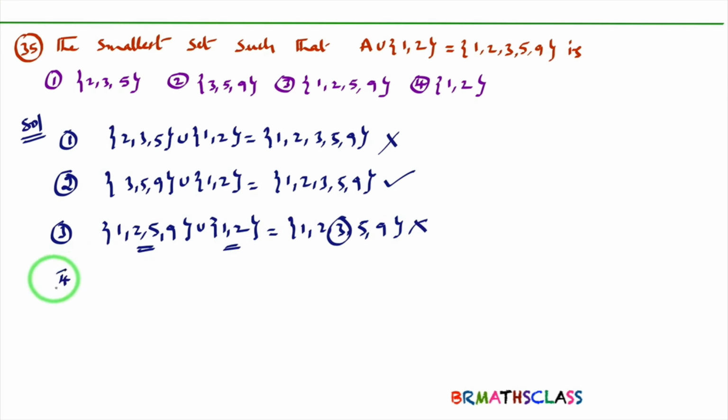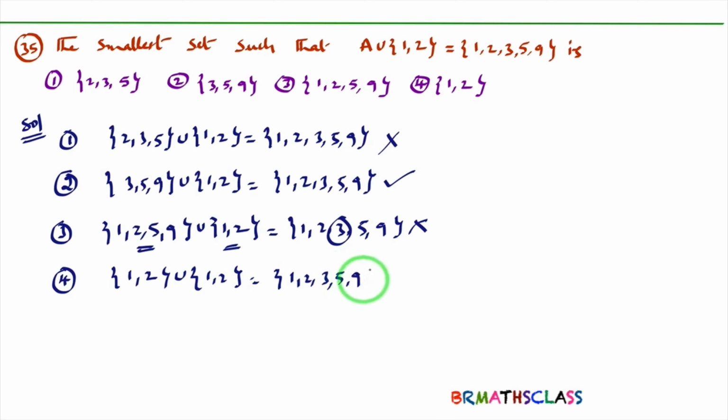Next, choose the fourth option. What is the fourth option? {1, 2} union. What have they given here? {1, 2}. When we do their union, what are you getting? You are getting 1, 2, 3, 5, 9? No, this is absolutely wrong. So obviously the right option is what? When we choose the set {3, 5, 9} and do union with the set {1, 2}, then you will get this answer.